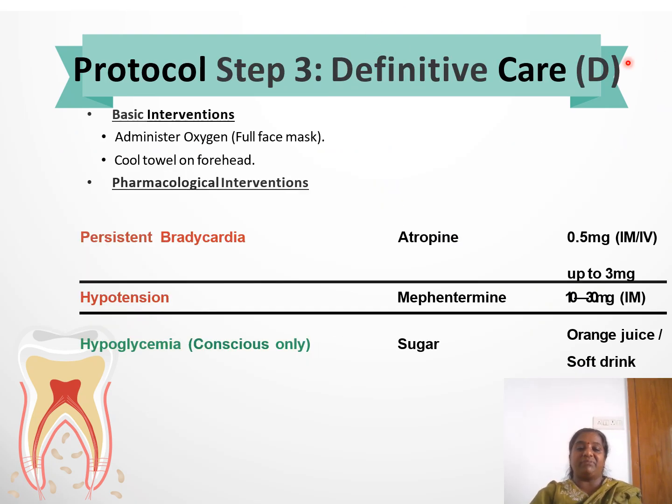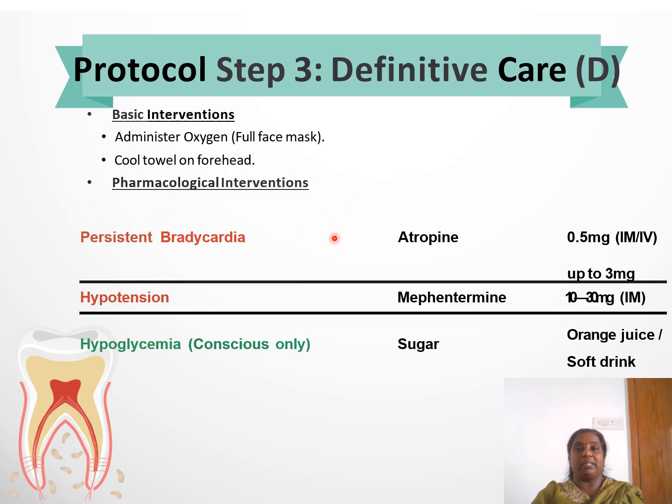Step 3 is definitive care. With basic interventions, what are the things that have to be done? Management and pharmacological. What are the drugs we have to give based on the symptoms of the patient? First is to administer oxygen to ensure proper breathing of the patient with the full face mask, and a cool towel on the forehead of the patient to enhance the circulation.